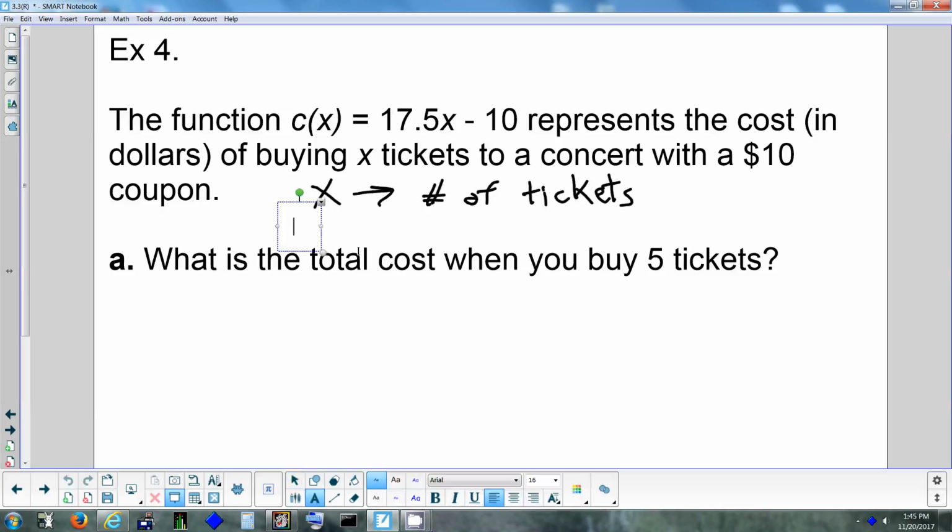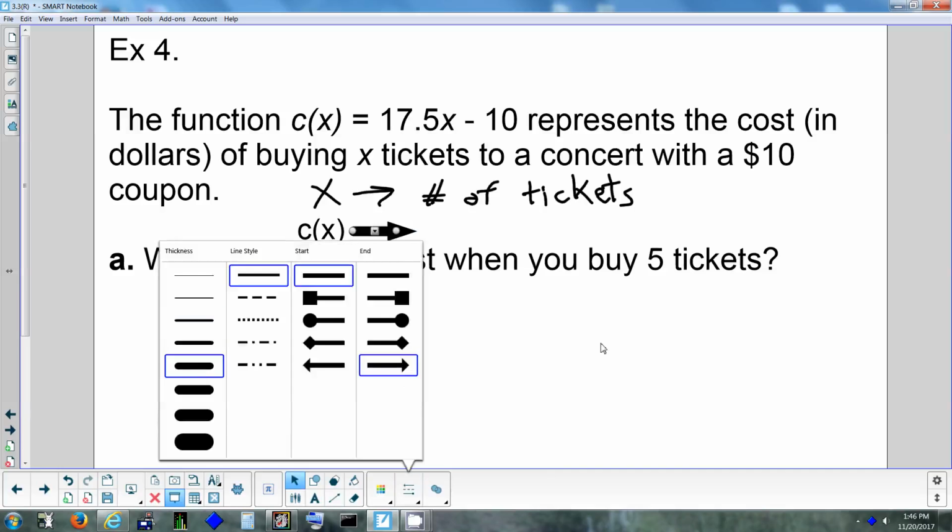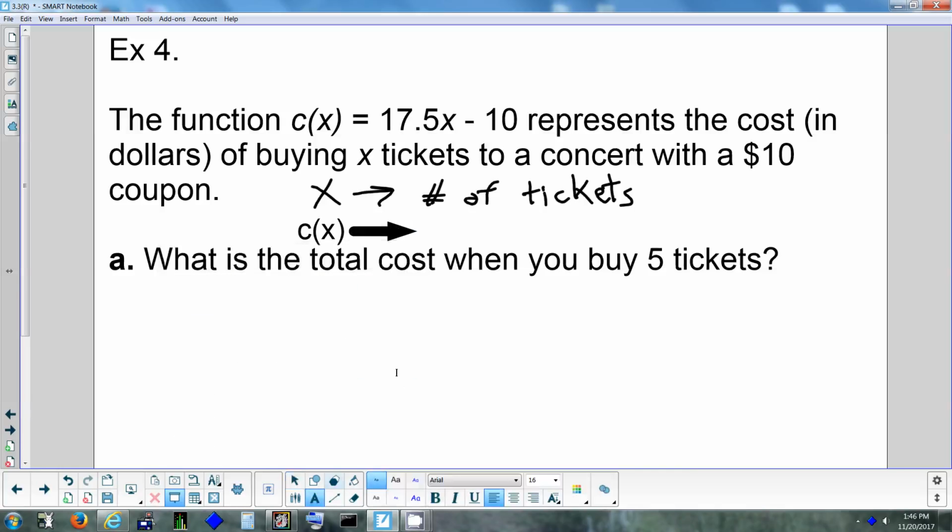X represents number of tickets. What's C of X going to represent? Anybody know? If X represents the number of tickets, what's C of X going to represent? Yeah, the total cost, right? So it's asking us to figure out the total cost. So in our problem, what letters should we have? C of X should be together, because that's the total cost. That's what we're trying to find.